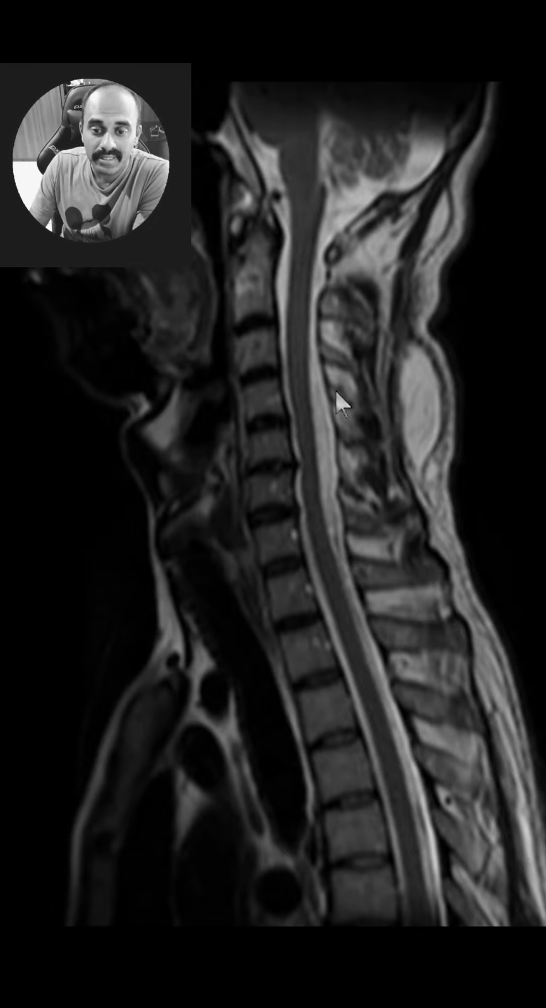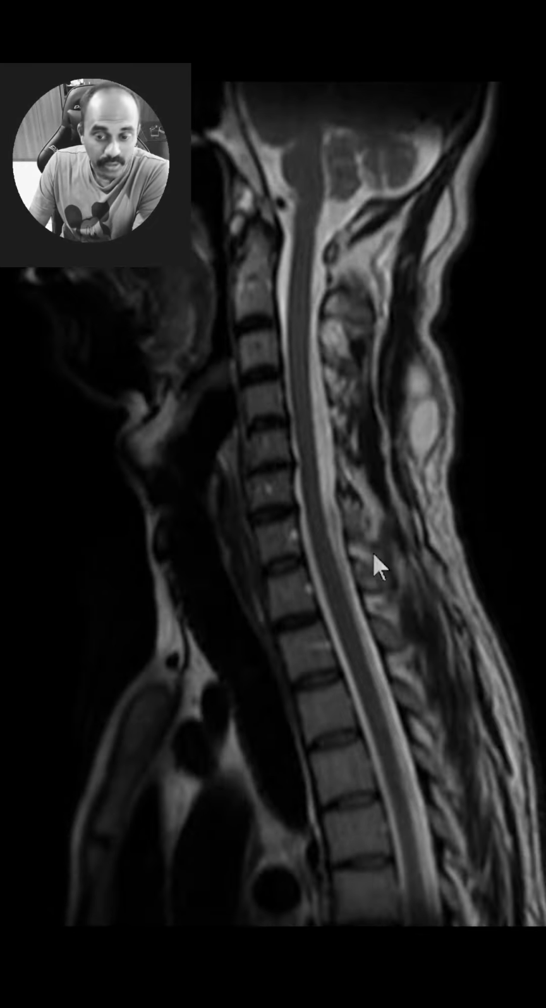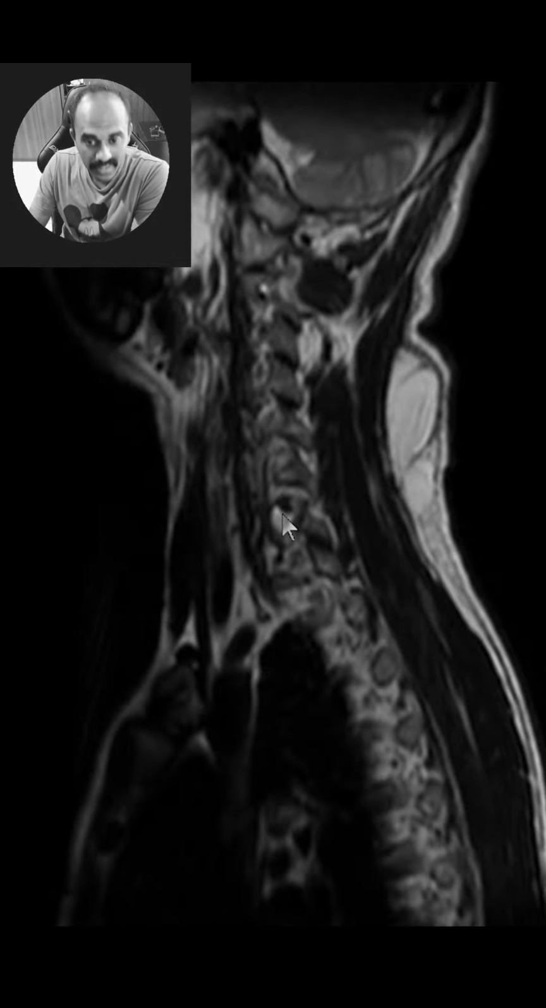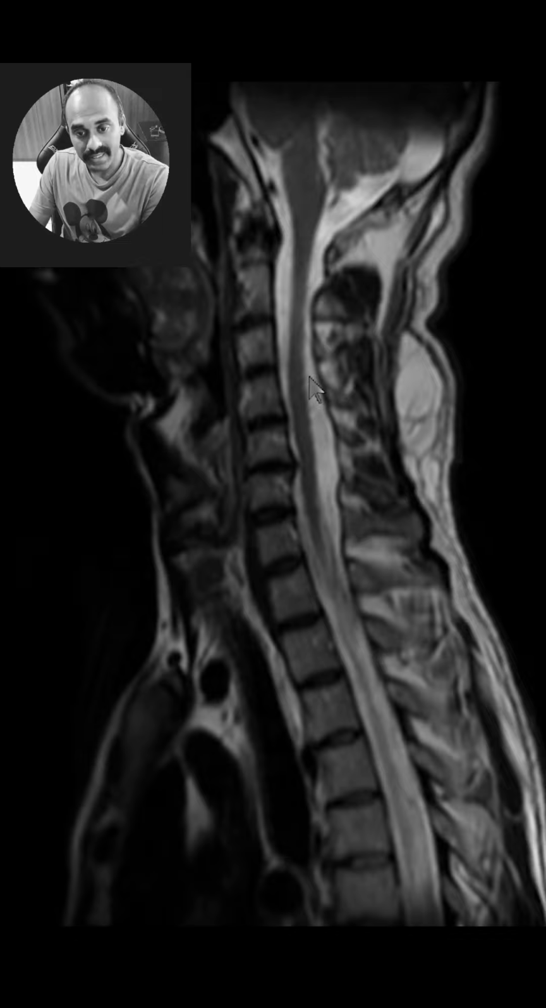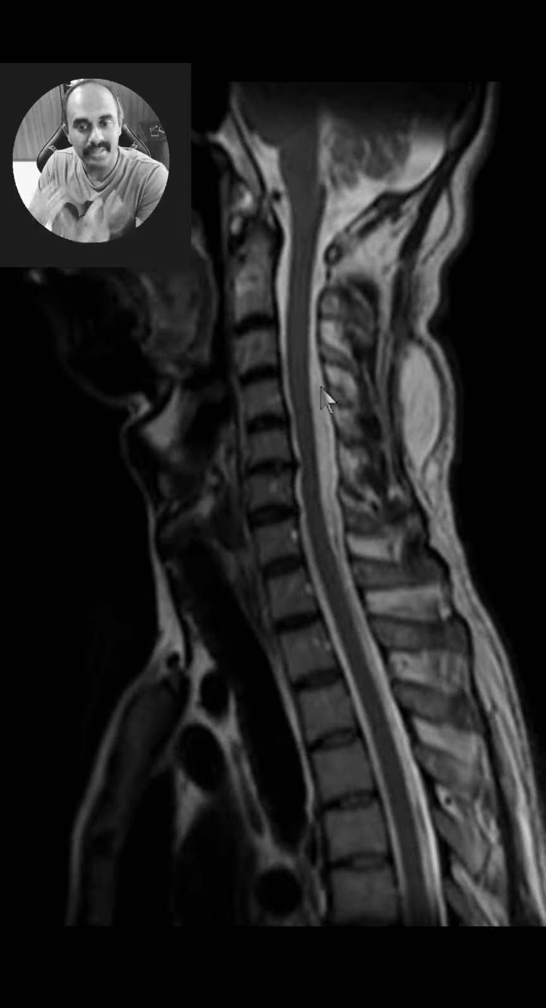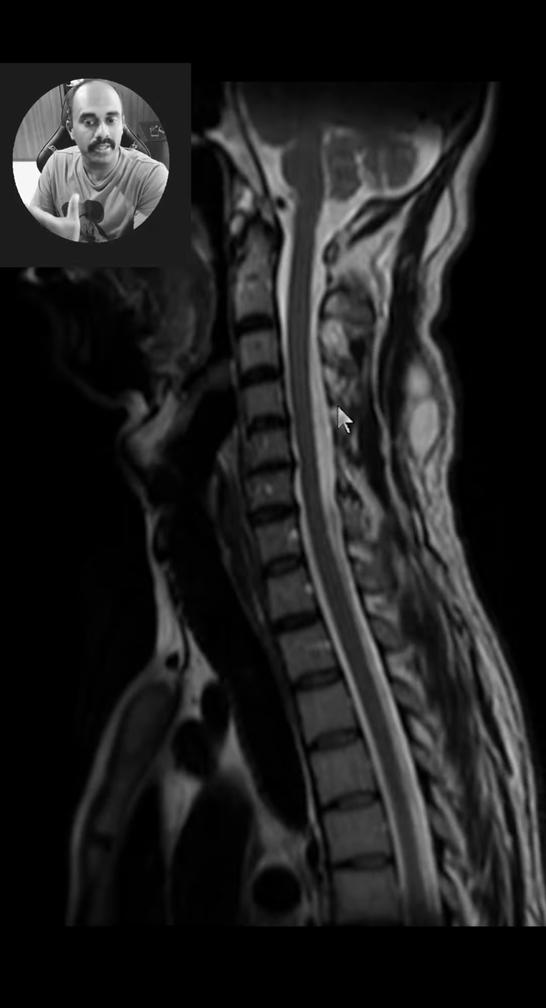All right, so this is typically seen in syndromic associations where there is meningoceles, dural ectasias, there is prominent CSF spaces in multiple levels, typically seen in neurofibromatosis type 1, Ehlers-Danlos, Marfan syndrome, and it's all syndromic associations. All right.